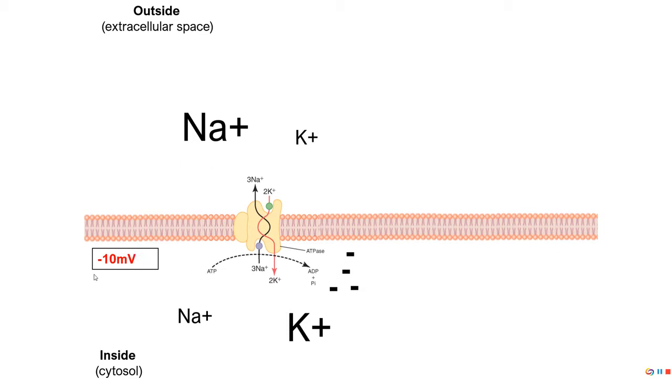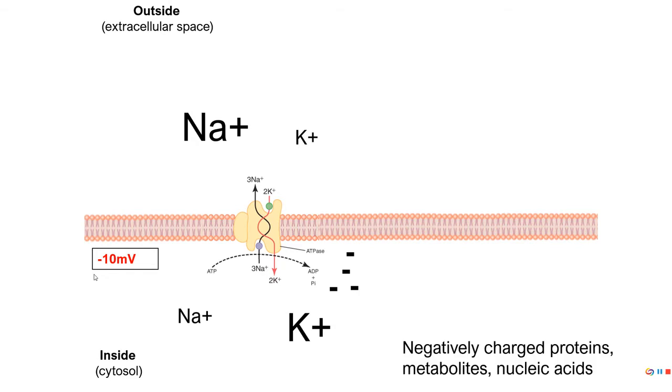There's also a bunch of proteins and other things inside the cell that are negatively charged, and those are really important, especially as it relates to the action potential, which we'll talk about in the next video. Proteins, metabolites, and acids are negatively charged, so we're just going to add a couple of negative charges there. That brings us up to minus 20.